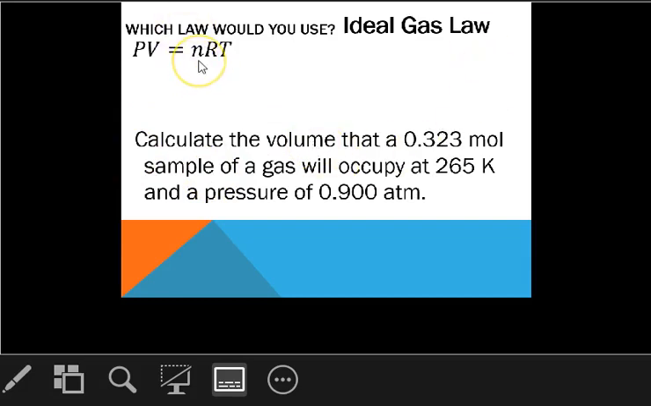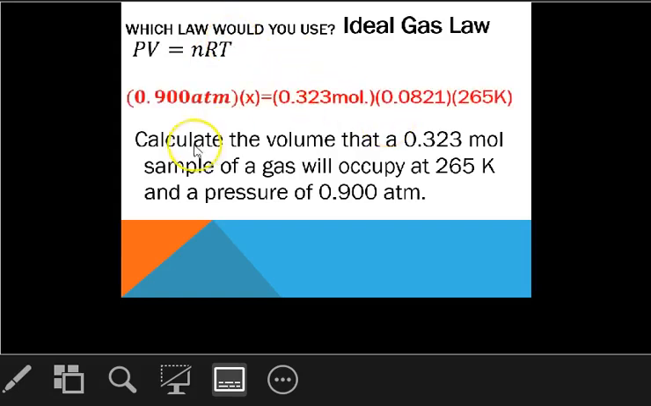The N stands for the number of moles, and in this problem, it's 0.323. The R is a set value. It's a reference number, and it will be provided to you on the test. And the temperature is going to have to be in Kelvin, like all of our other gas law problems.